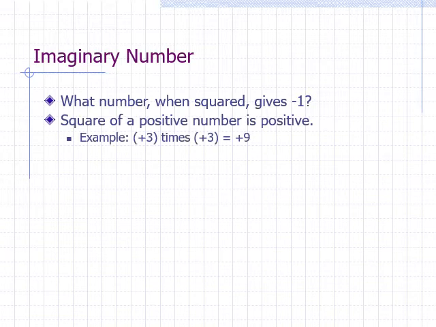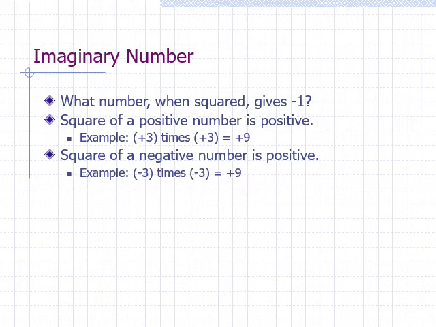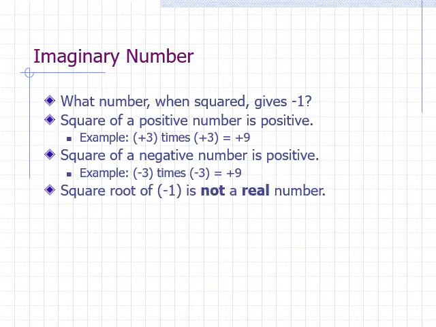Well, we know that the square of a positive number is a positive number. For example, positive 3 times positive 3 is positive 9. And the square of a negative number is also a positive number. For example, -3 times itself is also positive 9. So if there is a number whose square is -1, it would not be a real number.